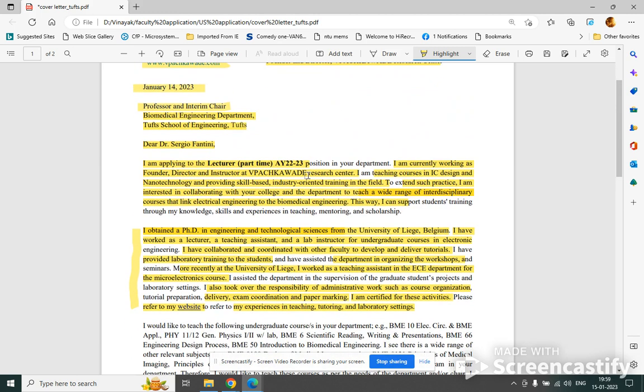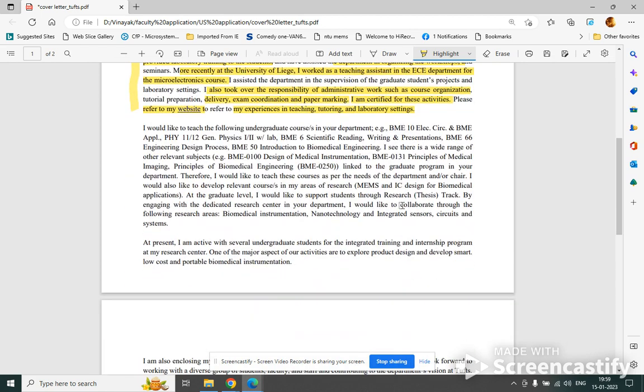Remember the first paragraph was about your information about the position. We are going to summarize this when we end the cover letter. The next paragraph, you basically tell the committee members what courses you would like to teach. So for example, this is the biomedical engineering department. So what I have done is I have referred to their website.